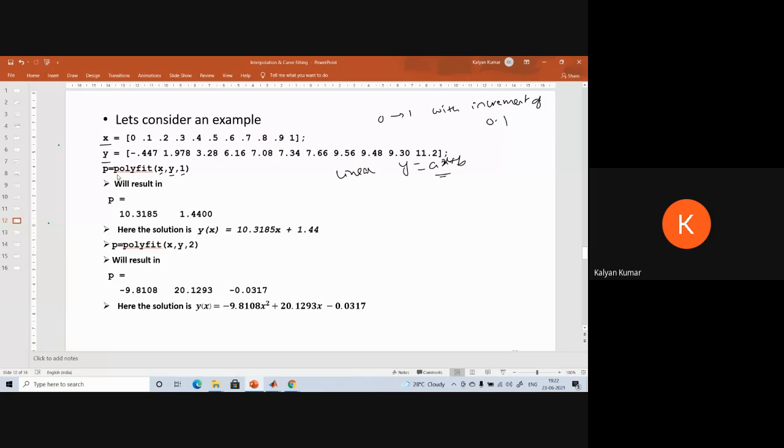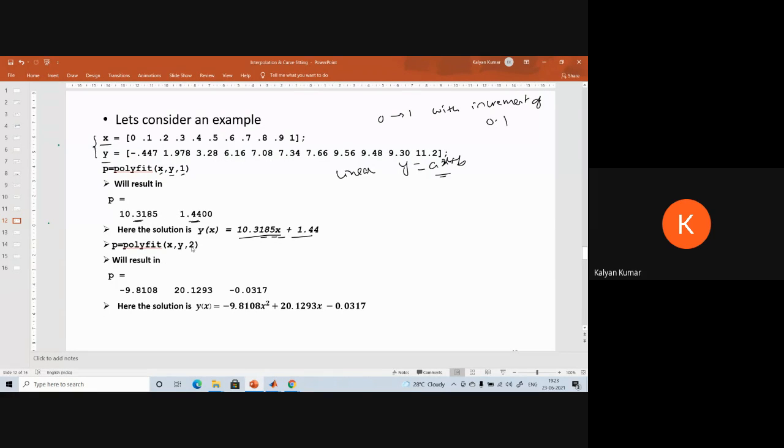Then the output of this command is p equal to 10.3185, 1.44. So this will become the x coefficient and this will become the constant term. So y of x equal to 10.3185x plus 1.44. So the relationship between x and y we have developed as a linear regression formula.